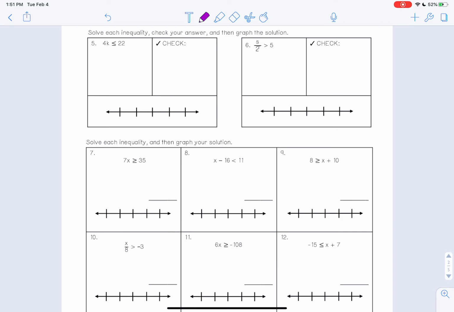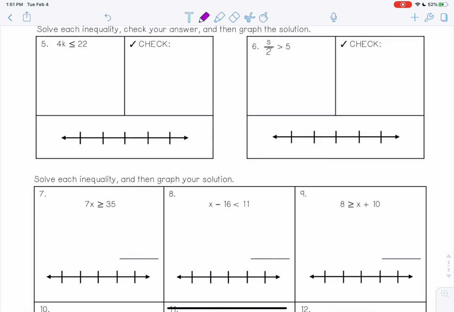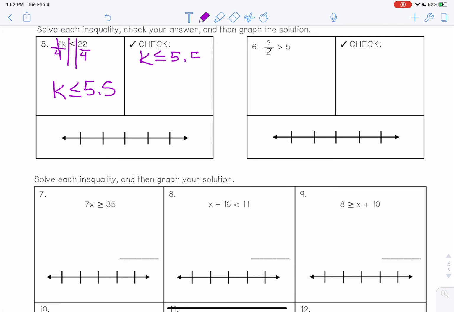All right, welcome back. So you were supposed to do these on your own. So for 5, I'm going to draw the river. This is 4 times k, so I'm going to divide both sides by 4, and I get k is less than or equal to 5.5. To check my answer, if k is less than or equal to 5.5, I'm going to choose k to be 0 because it's an easy number. 4 times 0, is it less than 22? Yes, because it equals 0. So we did it right.